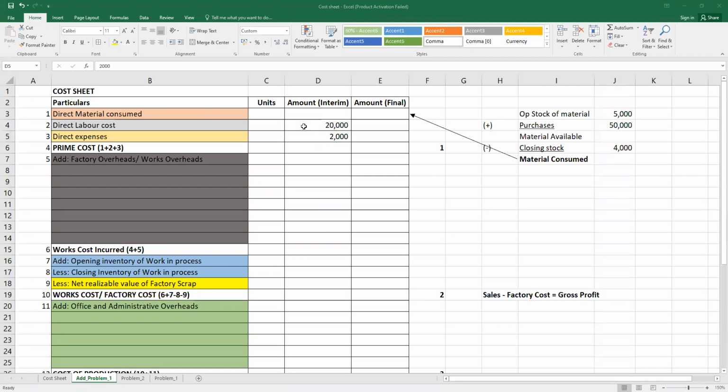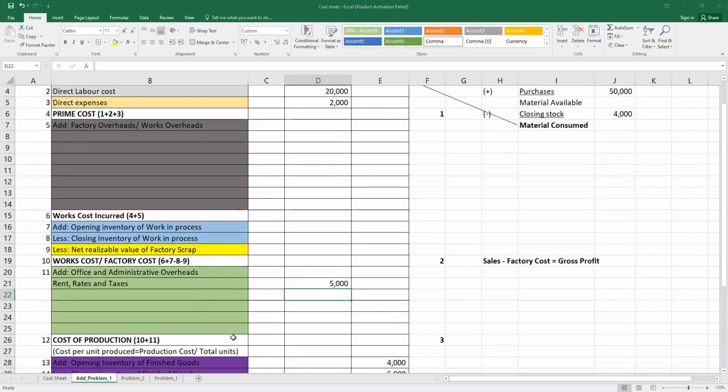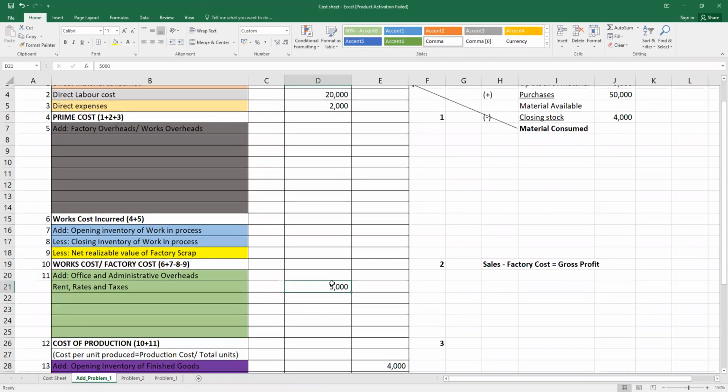Then rent, rates and taxes. सुबह ही हमने देखा था rent, taxes are the part of administrative overheads. So यहाँ पे लिख देंगे rent, rates and taxes amounting to 5,000. Rent, rates and taxes are amounting to 5,000.